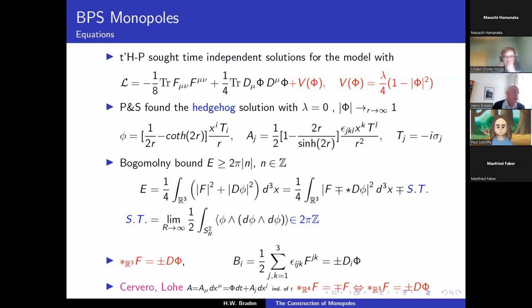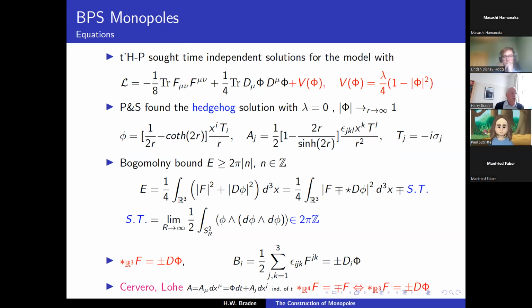So let me just have a short review of some of the equations. 't Hooft and Polyakov studied the Georgi-Glashow model, where I've got an adjoint scalar here with a phi to the fourth potential. And they showed that there were topological solutions that corresponded to the expectation of mod phi squared being 1 at infinity.